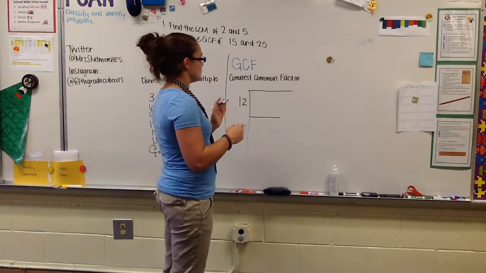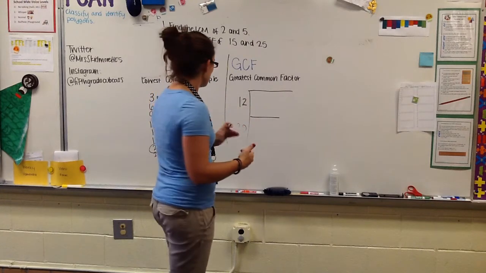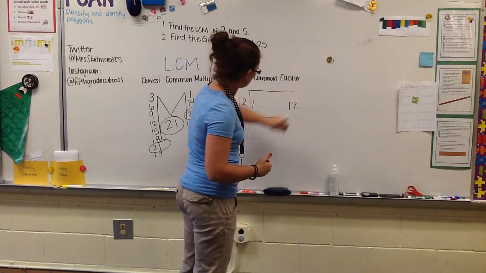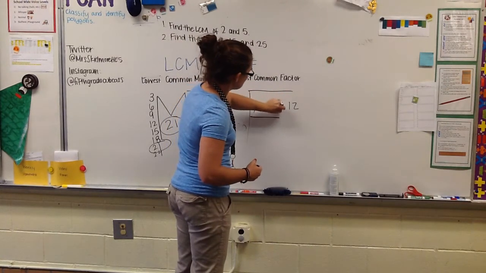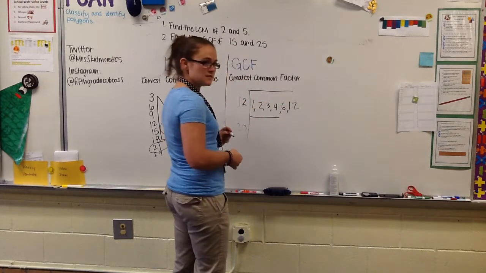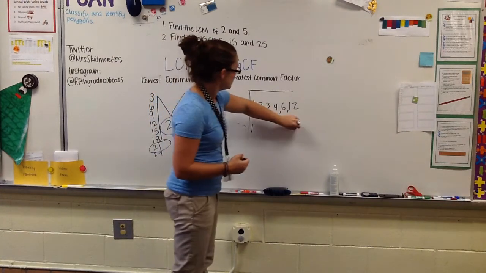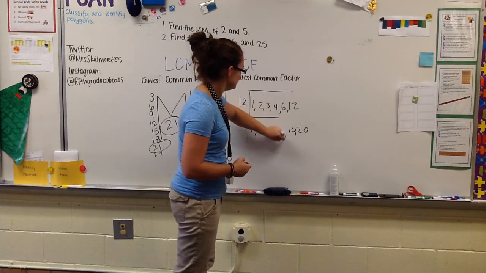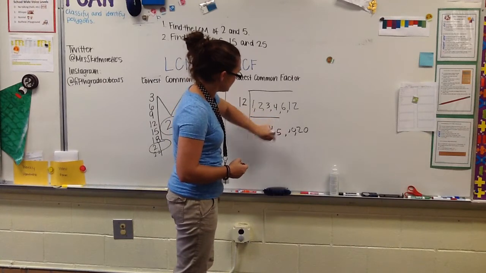Now, I like to sort of go from least to greatest because that makes it a little more organized for me. So I know that I can multiply 1 times 12, I'm going from least to greatest, 2 times 6, and 3 times 4. Now for 20, I'm going to do 1 and 20, 2 and 10, and then I can do 4 and 5.